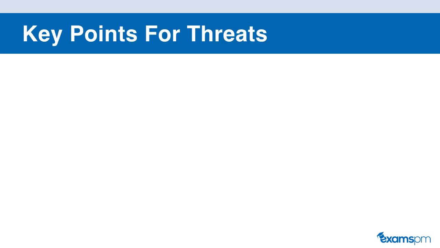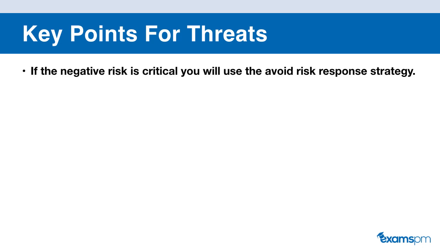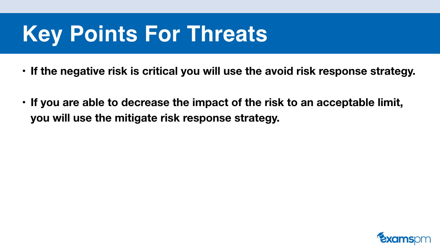Okay, now let's summarize everything that we have learned so far during this video. Let's take a look at the key points for threats that you need to know for your exam and the key points for opportunities. So let's start off with the threats. If the negative risk is critical, you want to use the avoid risk response strategy. If you are able to decrease the impact of the risk to an acceptable level, then you can use the mitigate risk response strategy. Be sure to also have a fallback plan for the residual risk that still remains after you have implemented your risk responses.